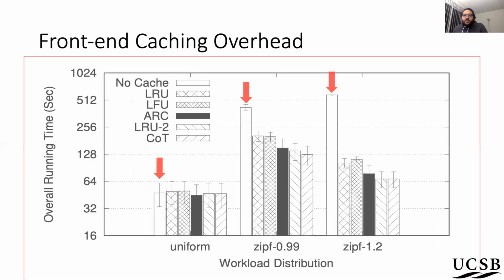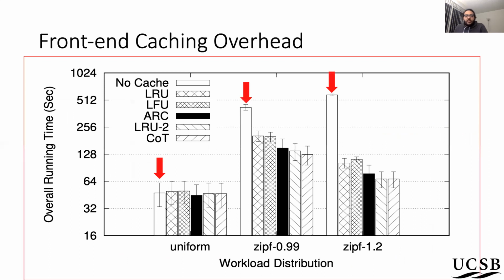This experiment determines the front-end caching overhead using different workloads. We deploy a cache of 512 cache lines using different replacement policies and measure the overall running time when no front-end cache is deployed and when a front-end cache that uses different replacement policies is deployed.